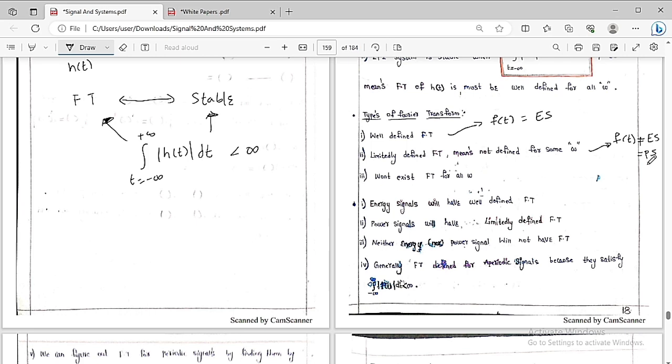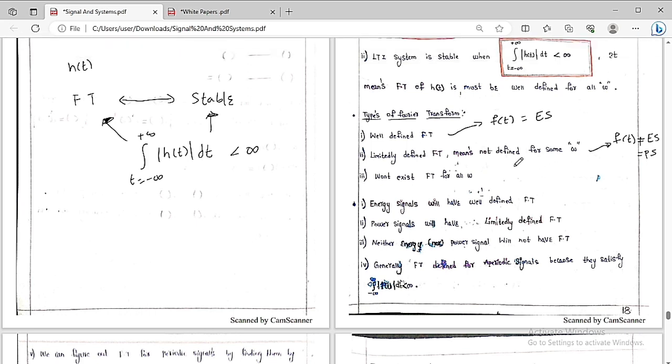But still, the Fourier transform is going to exist only for certain values of omega. That is called the limitedly defined Fourier transform. So power signals will have the limitedly defined Fourier transform. It's only for certain values of omega that it is defined, and for the remaining values of omega it is undefined. Undefined means it tends to infinity. Signals that are neither energy nor power signals will not have a Fourier transform.